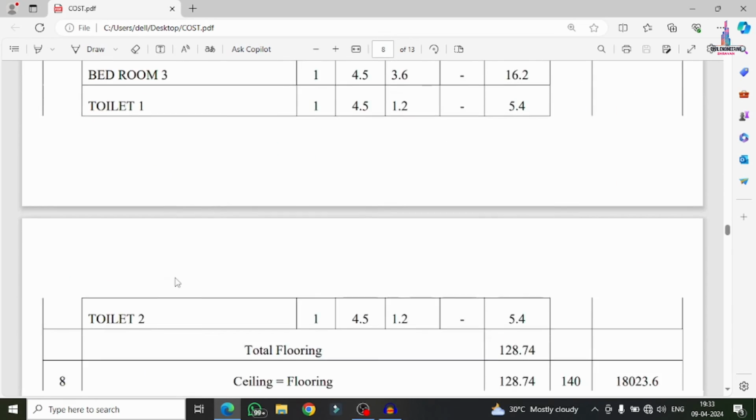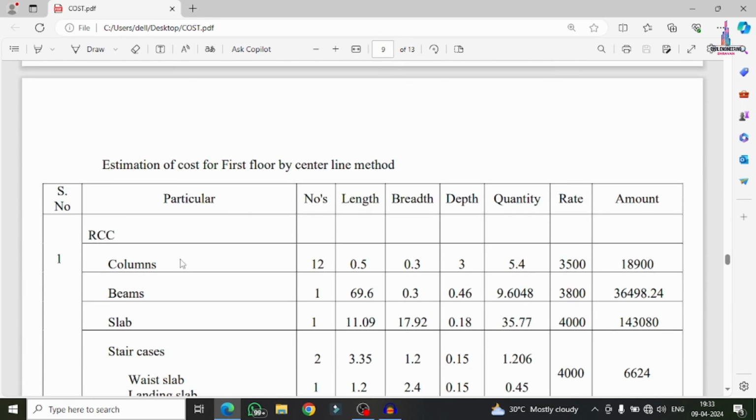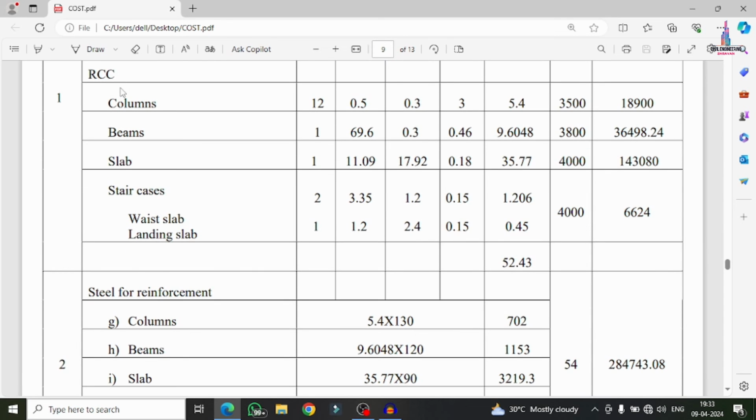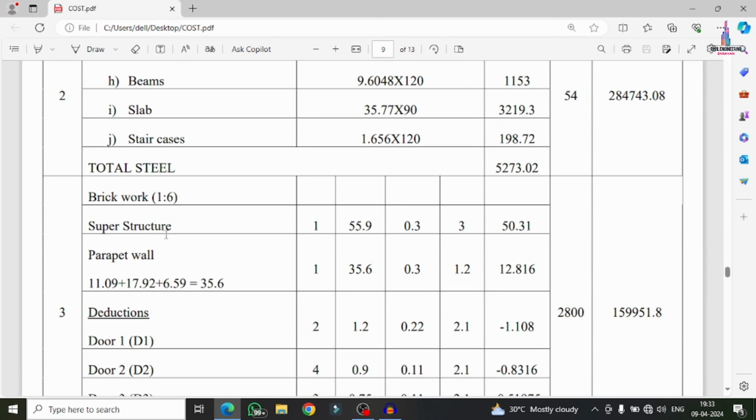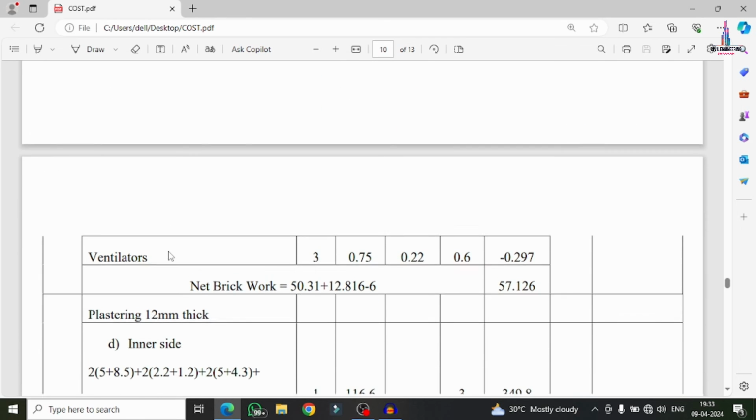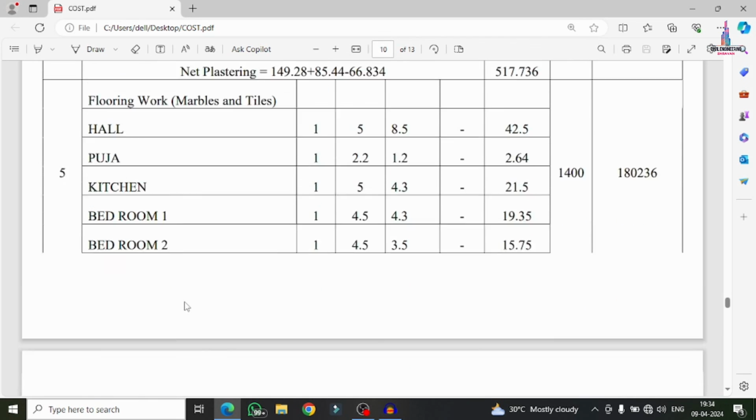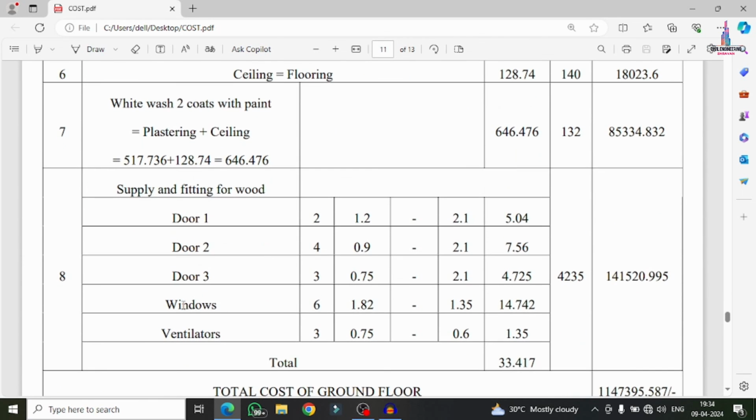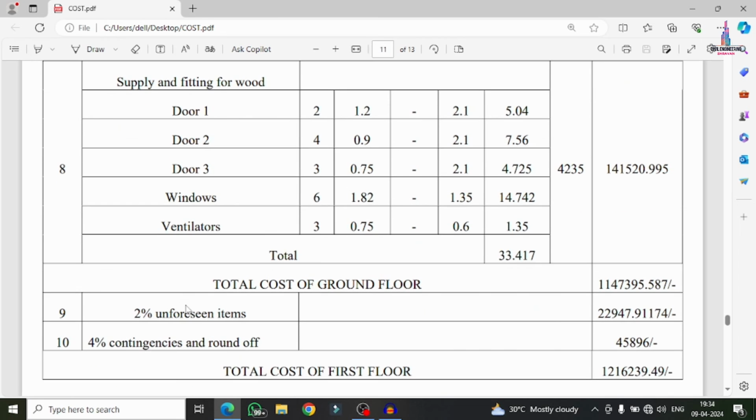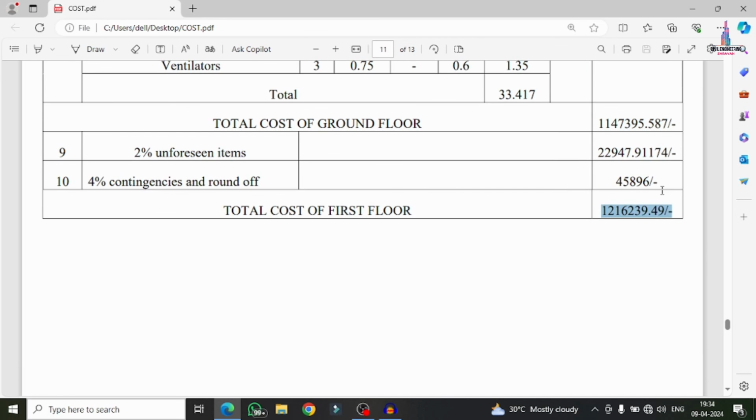So from step number 3, we have to calculate each and every individual calculation same as per the ground floor section. Now we can see as per this PDF, it consists of the same amount of details for this particular section. Reinforcement is same, as well as the brickwork is same, deductions is same, and net brickwork is same, plastering is same, external, internal, and net plastering, marble work, and ceiling, flooring is same according to the first floor. So for the first floor, approximately 12,16,000 is required. This is the cost estimation for the first floor, same as per the ground floor section. Only we have to minus the values related to excavation as well as the footing works.